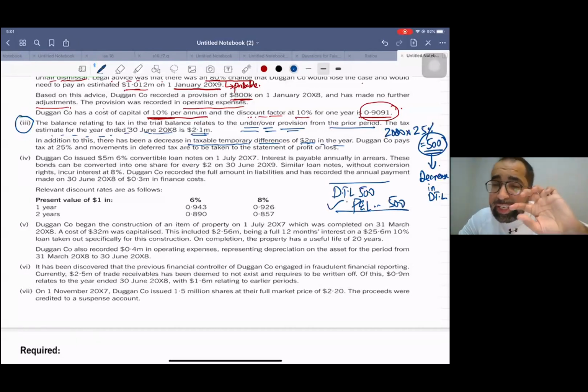Yes, increase in deferred tax liability is expense. Decrease in deferred tax liability is your income or credit, and increase is your expense. So in this question you have a deferred tax income. So almost everything is done in this part. You can have a look.